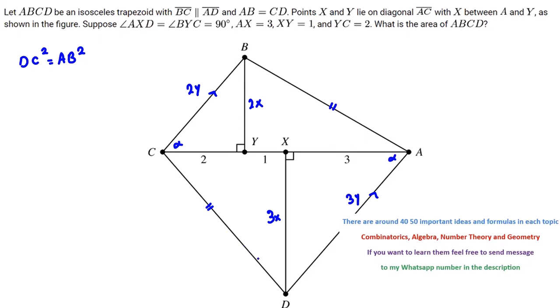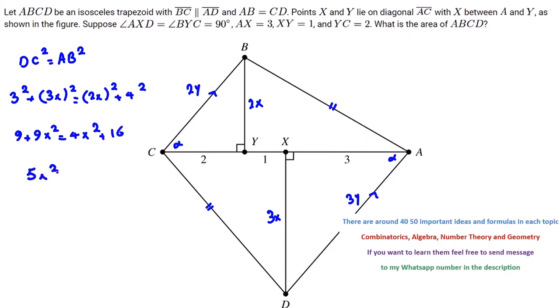Okay, if you use the Pythagorean theorem, DC squared is 3 squared plus 3x whole squared, equals AB squared, which by the Pythagorean theorem here is 2x whole squared plus 4 squared. So it will be 9 plus 9x squared equals 4x squared plus 16. So it will be 5x squared equals 16 minus 9, which is 7. So here, x squared will be 7 over 5. Or we can conclude x equals root 7 over 5.